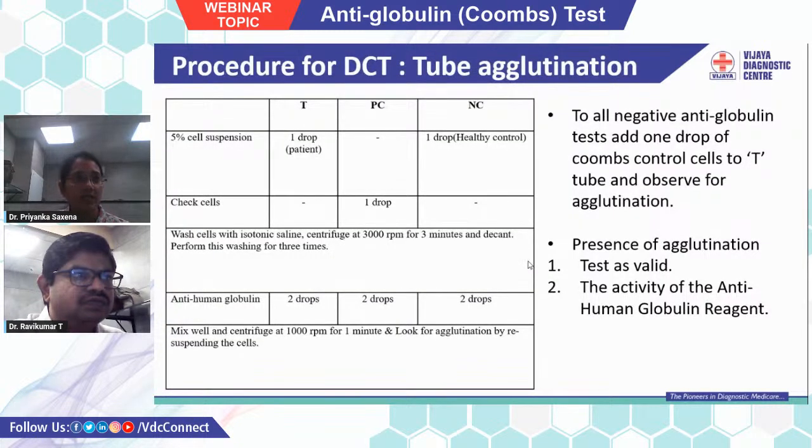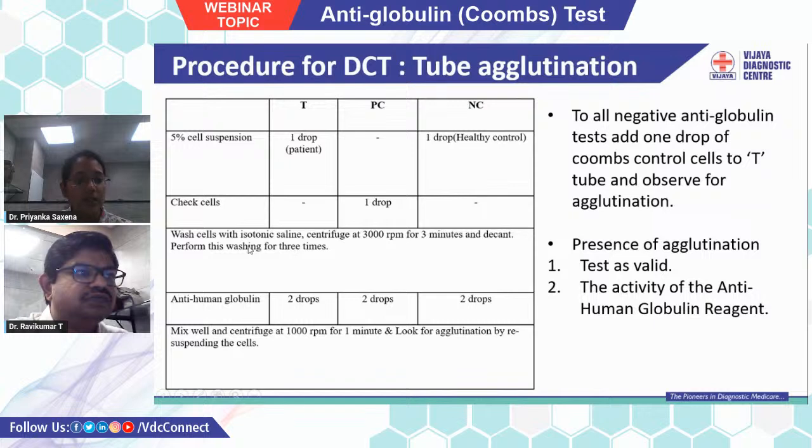Procedure of direct Coombs test. We have tube agglutination and column agglutination methods. First, tube agglutination, direct Coombs test. We use 3 test tubes and label them as test, positive control, and negative control. In the test tube, we add 1 drop, that is 100 microliters, of patient 5% cell suspension, and to the negative control tube, we add 1 drop or 100 microliters of healthy control 5% red cells. Then 1 drop of Coombs control cells is added to the positive control tube.